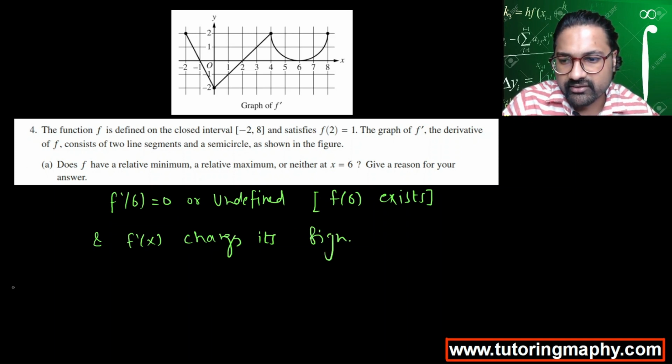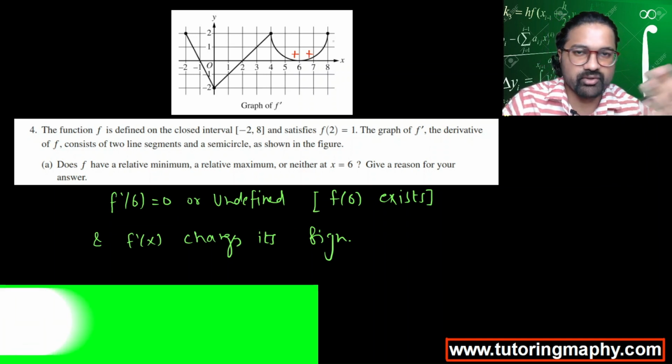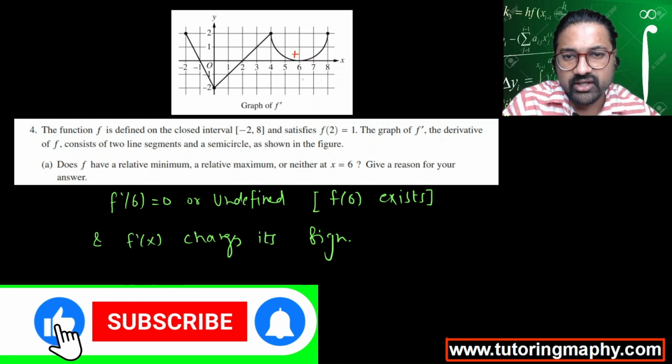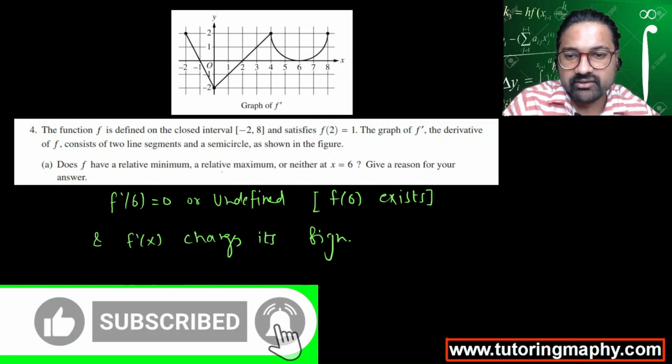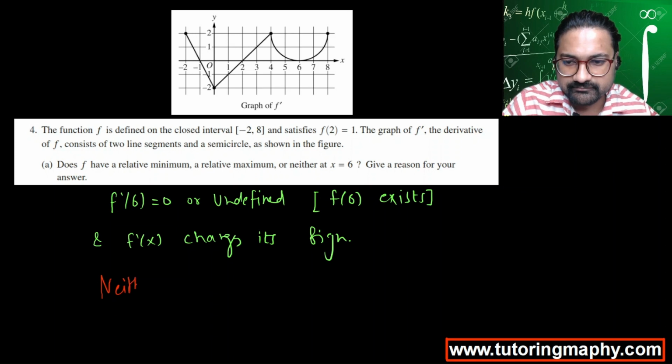Now here it's very clear that although f prime of 6 is definitely 0, it's just touching the x-axis. It's not changing sign, it's just going from positive to positive. It's above the x-axis, so it's positive before 6 and positive after 6. So it's a critical point, but it is neither a minimum nor a maximum, because it's not changing its sign. So we're going to say it's neither. Pretty straightforward.